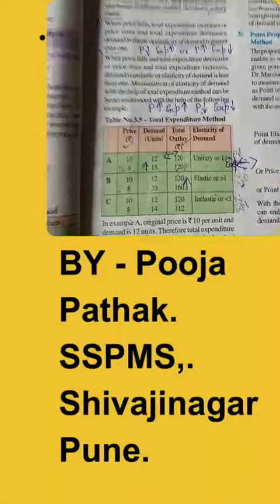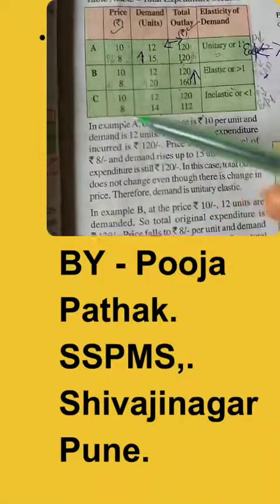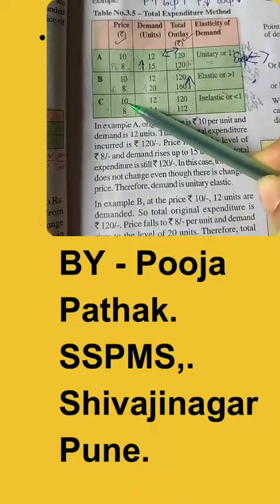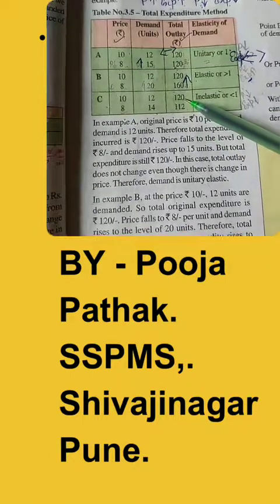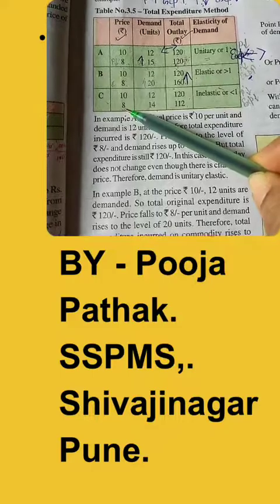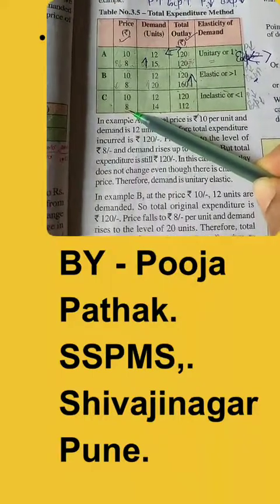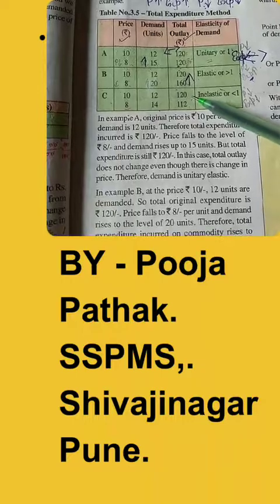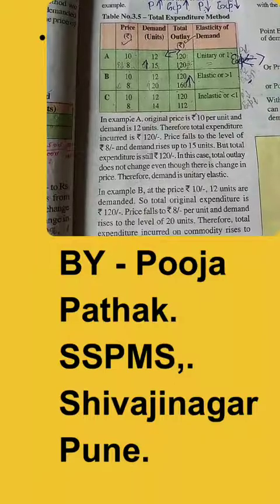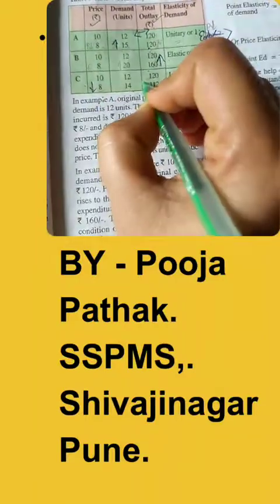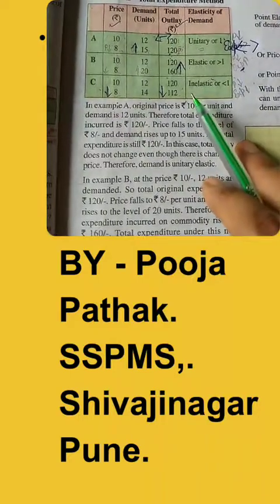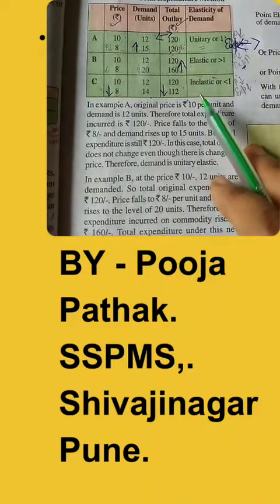Let us see the example given over here. This is the C point. The original price is 10, quantity demanded is 12. How much is the expenditure? 120. Now what has happened? There is a fall in the price. The price is 8, but what is happening to the expenditure? The expenditure has also fallen. So price falls, expenditure has fallen. Such type of elasticity is relatively inelastic demand.